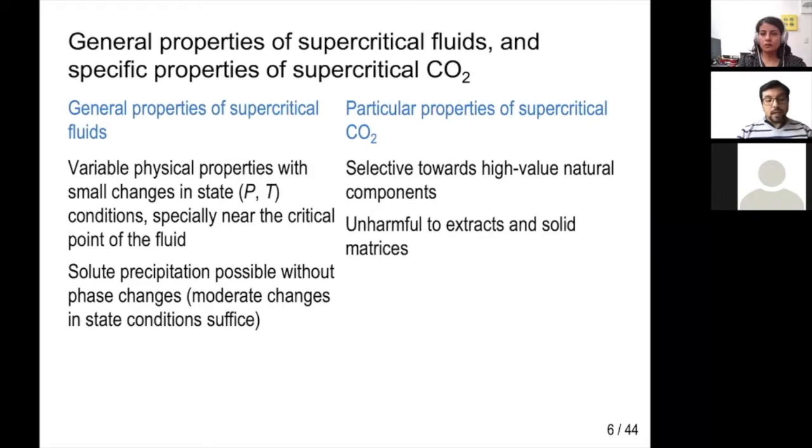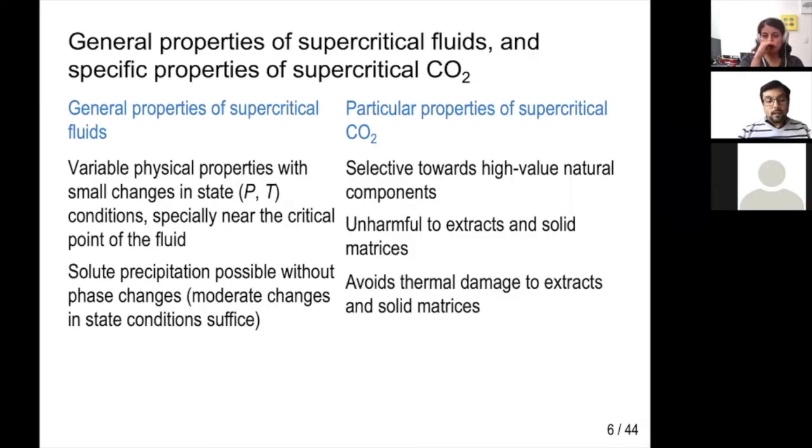Because extractions are normally carried out at a near critical temperature, and the critical temperature of CO2 is close to the typical environmental conditions, most thermolabile natural compounds in the treated matrix and extract are not harmed. Finally, CO2 can be produced at low cost.